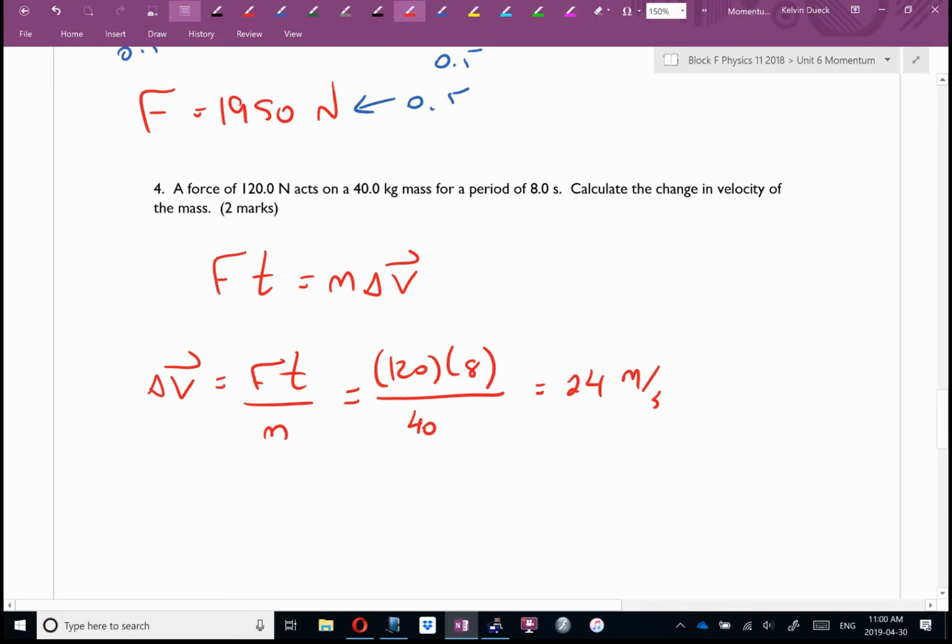I would give you 2 out of 2 if you had that. Otherwise, I would probably go something like half mark for that, half mark for that, half mark for the numbers, and a half mark for the answer.